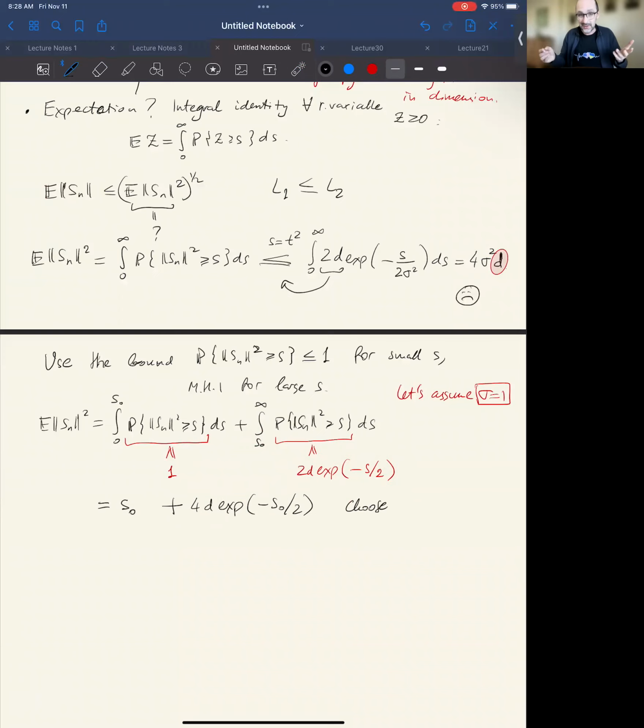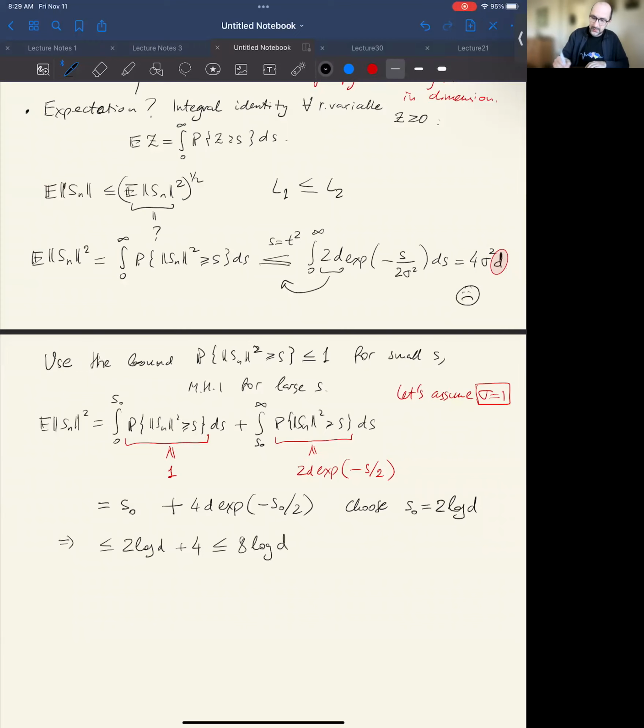Yep, good. Now we can optimize S0. In fact, we can choose the best one, but it's clear that we already know what we want. So S0 is. And why is it 4? Sorry. Why is it 4? It's because of the change of variable involved here. If you do change of variable, you'll see. And so we choose S0 equals maybe 2 log d, for example. Then this becomes 2 log d plus, and the last term will just collapse. It will be just 4. Yeah. Great. Okay, we win.